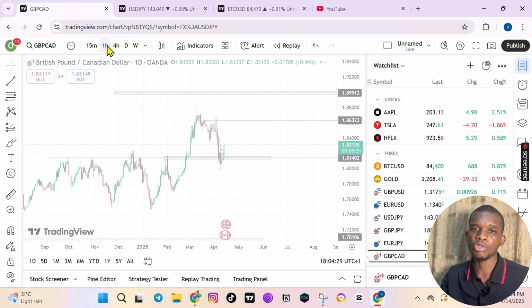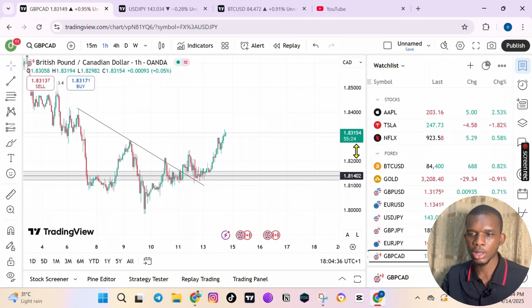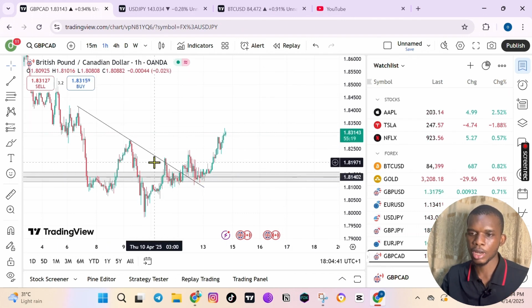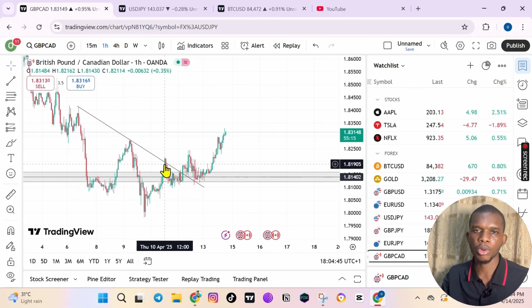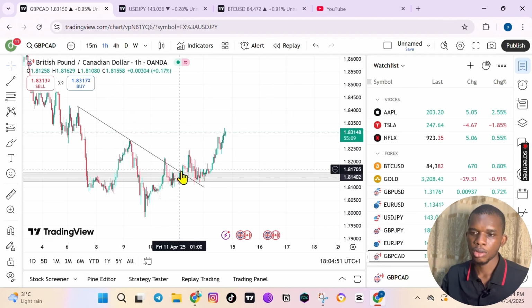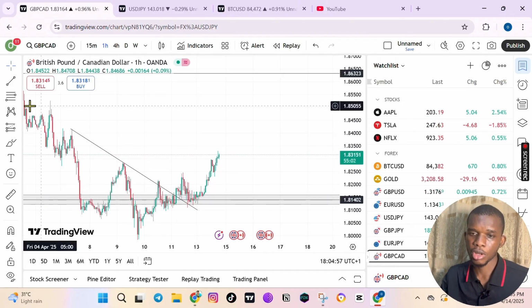Now how I took this trade was that I went to a lower time frame, which is the 1-hour time frame, and I drew my trend line. As you can see, my trend line here. The market wanted to reverse here, but it was not successful, right? This is the first touch, second touch, third touch, and the fourth touch. The market broke, and now the market retested. So I basically took this trade here.